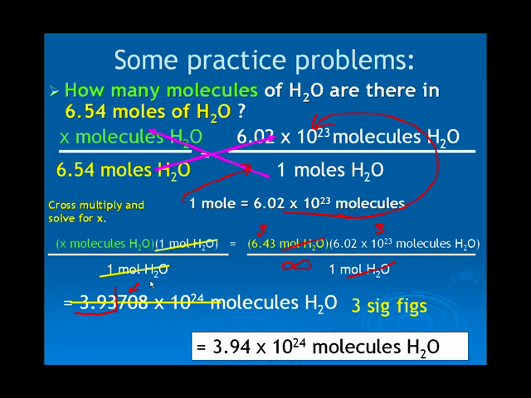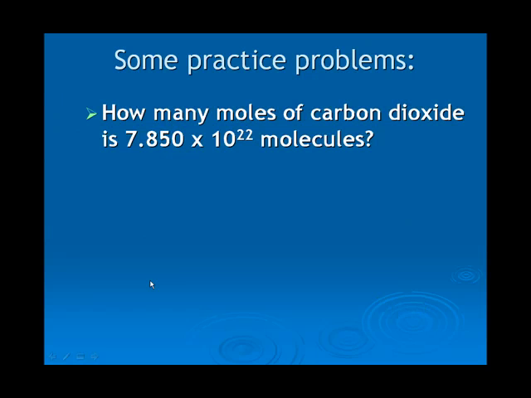Okay? So really, there's not much new here in terms of problem solving. Instead of using grams off the periodic table, now we're using molecules and the 6.02 times 10 to the 23rd. It also works the same way for atoms or formula units.